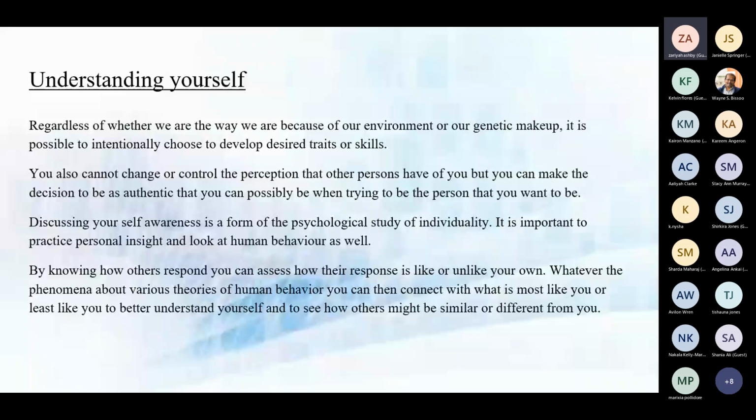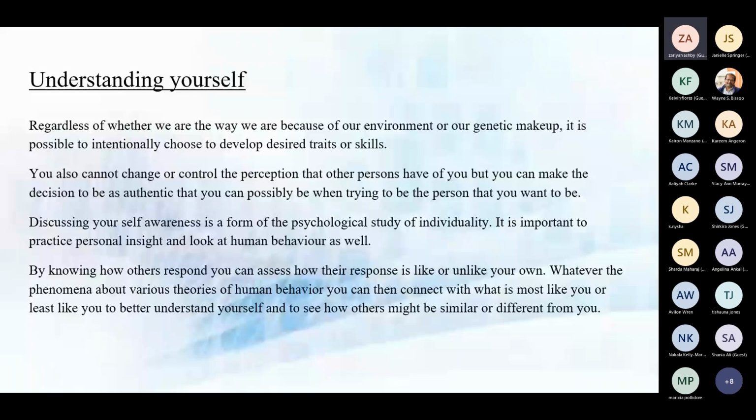And while we know that being authentic basically means that you know who you are, what you believe in, and you're sure of your values and beliefs, even when having to interact with others. Discussing your self-awareness is a form of the psychological study of individuality. It is important to practice personal insight and look at human behavior as well. By knowing how others respond, you can assess how their response is like or unlike your own, and whatever the phenomena about various theories of human behavior, you can then connect with what is most like you or least like you to better understand yourself and see how others might be similar or different from you.